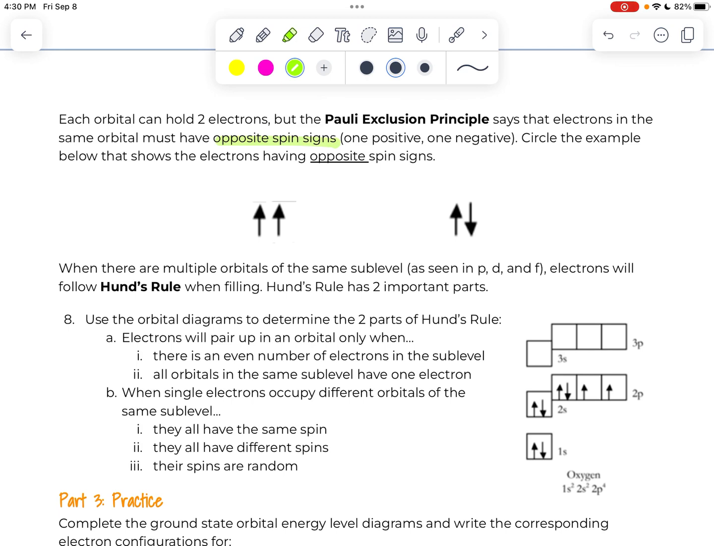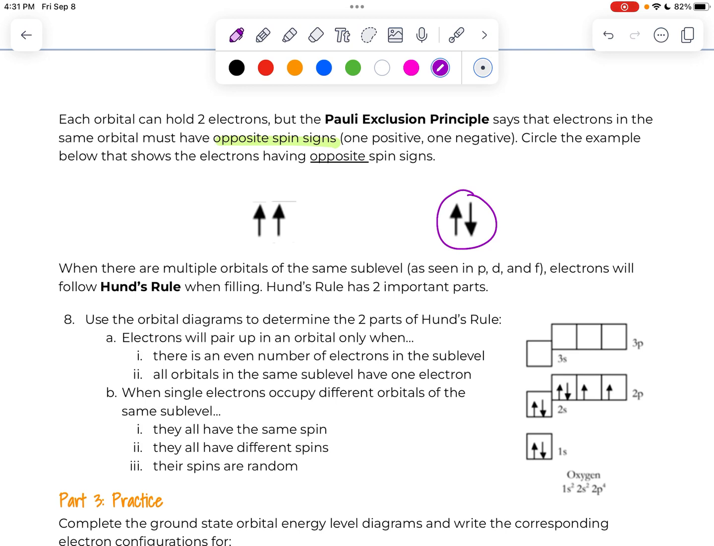So based on the examples of these arrows here, what do you think it means to have opposite spin signs? Well, it would make sense that the only thing that's really opposite here is the direction of those arrows. So if you're going to fill electrons into a ground state orbital diagram, you need to make sure that those electrons have opposite spin signs when you are filling.